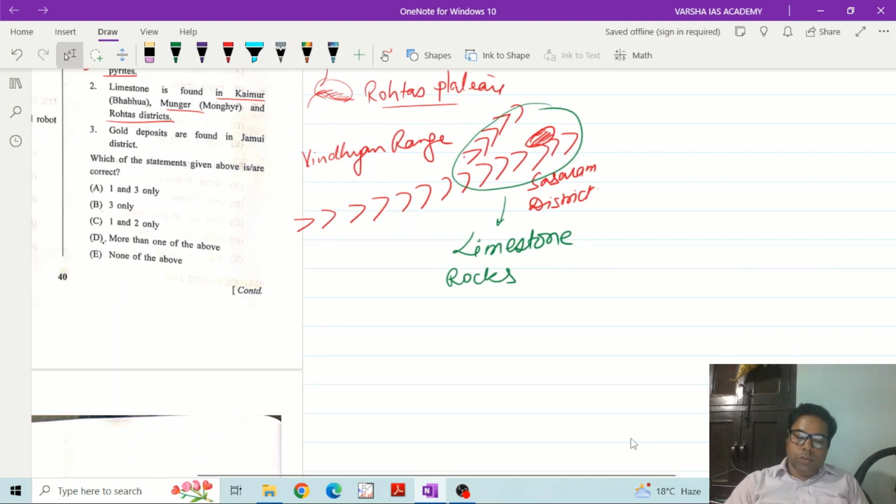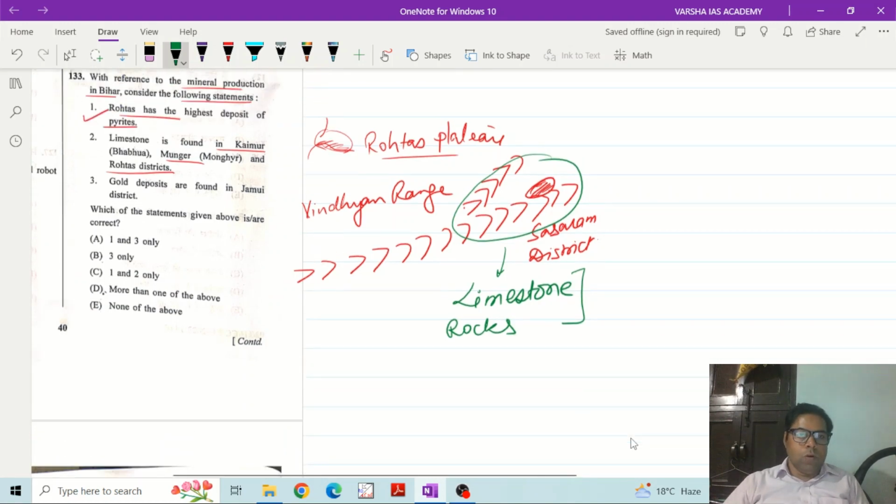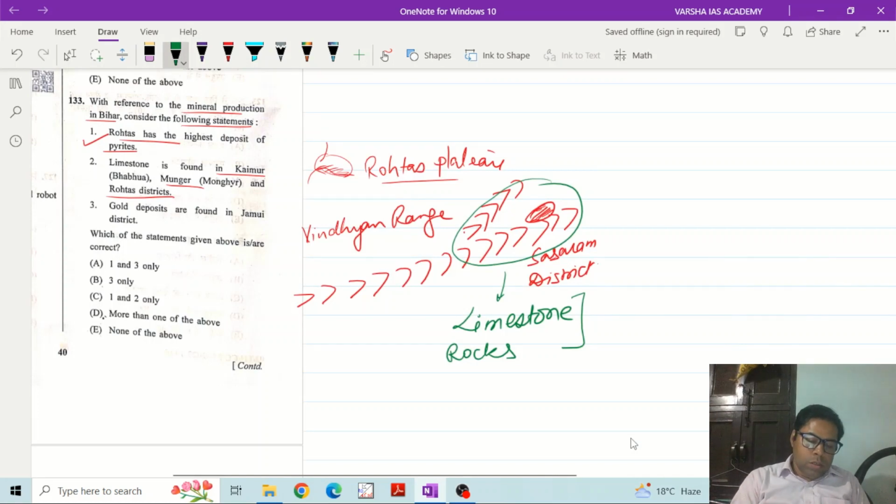There are deposits of limestone, or the limestone rocks are present. So limestone is found in the Kaimur Hills. This is called Kaimur Hills. So this is correct. Munger, yes, and Rohtas district. So this is the western part of Bihar. So this statement is also correct.